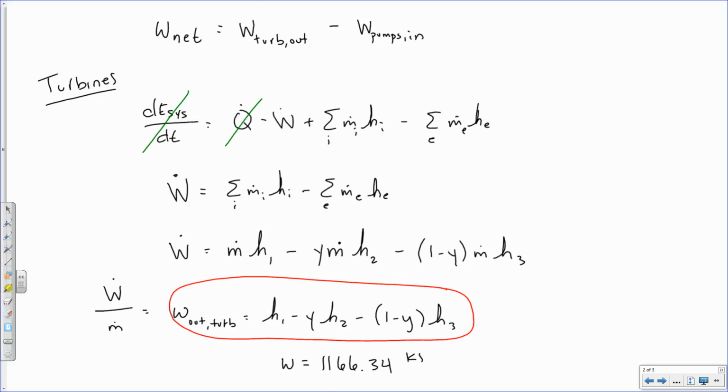1166.34 kilojoules per kilogram. I strongly recommend that you actually punch these values into your calculator and start practicing calculating these values. Okay, this turns out to be 1166.34. Check me on that.